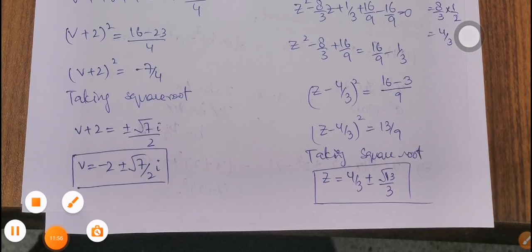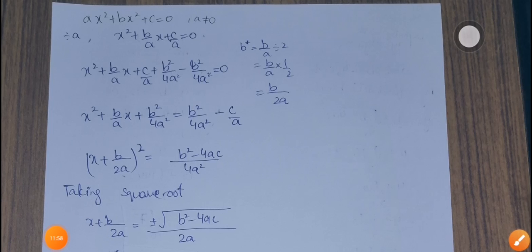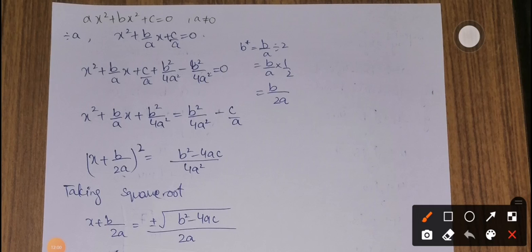We are familiar with the standard form of the quadratic equation, which is ax square plus bx plus c is equal to 0, with a not equal to 0. So now we are going to apply the completing square method on this standard form of quadratic equation. So clearly the coefficient of x square is not 1, and we will make it 1 by dividing the whole equation by a. So we are left with x square plus b over a x plus c over a is equal to 0.